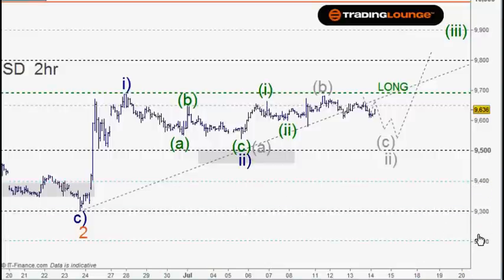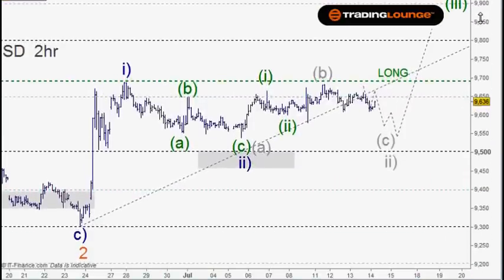On the 2-hour chart, going back over it: wave one here, an A and a B and a C for wave two, then up for one and back for two, up for one and back for two, up for one and back for two again, and then a move up now for this one. Of course, the alternative count is A wave here, B wave here, and C wave down here for this wave two.